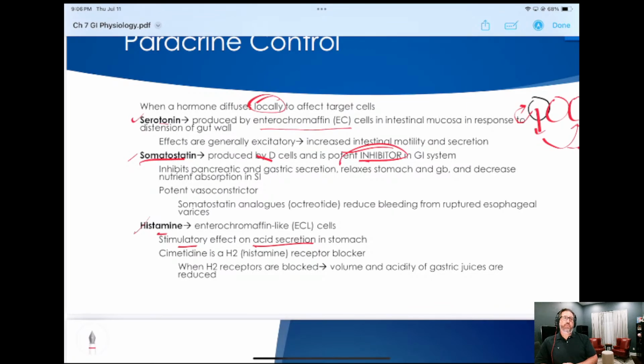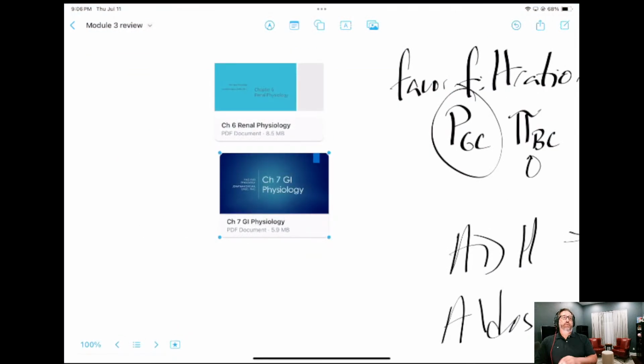Like mechanism of injury. How did you get hurt? What were you doing? So it's always important to know all those things about your patient.